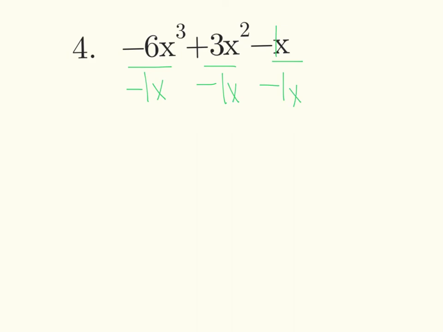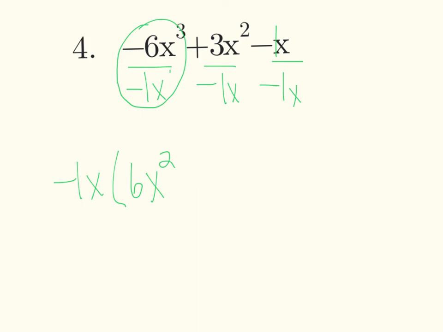Now that number, the one that's under there, goes outside your parentheses, and now it's a division problem. So you have negative 6x to the third divided by negative 1x. So negative 6 divided by negative 1 is a positive 6. And then x to the third divided by x is x to the second. Remember, it's division, so you're subtracting exponents.